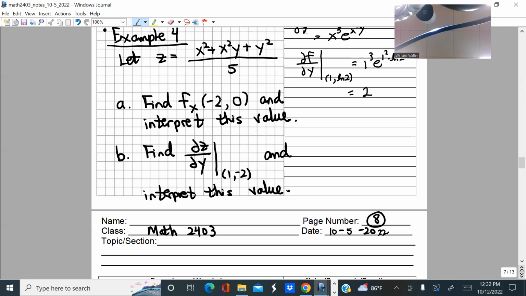Remember, you're thinking of y as a number. X derivative as the number.